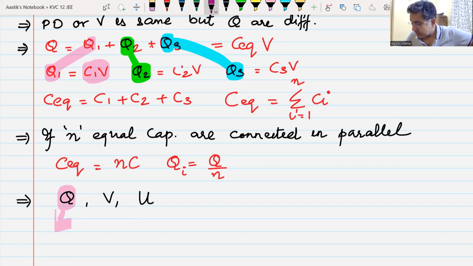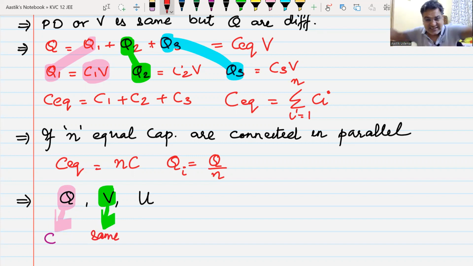That means the capacitor which has more capacitance, and remember, capacitance is the ability to store charge, will store more charge. That makes sense. This is not nonsense. Then what about V? Same, sir.